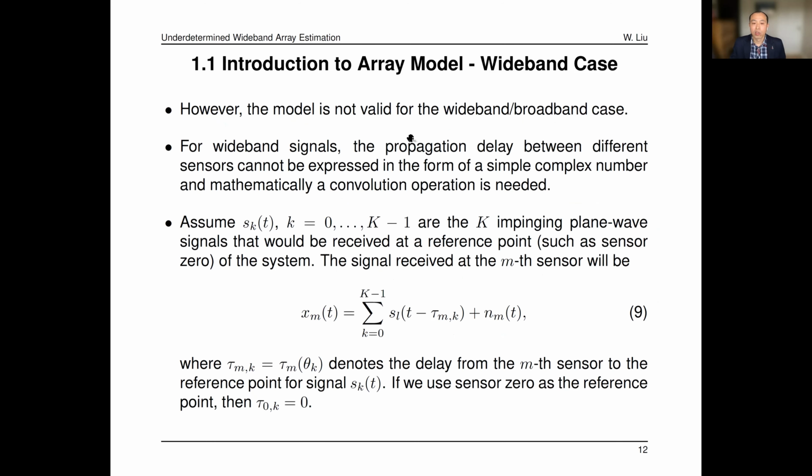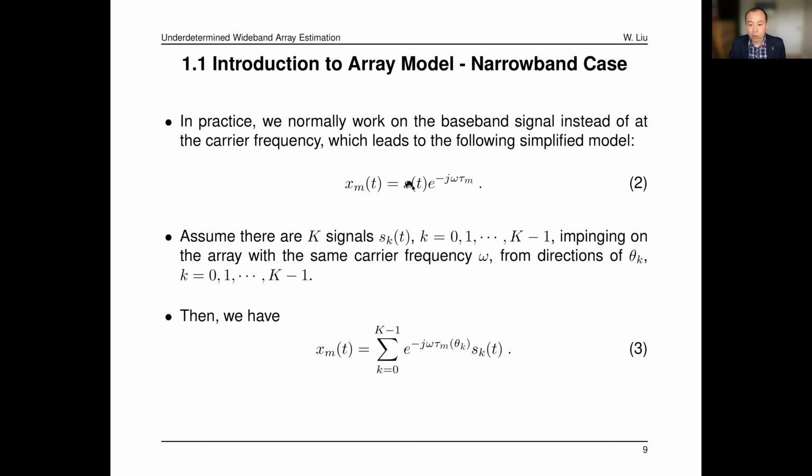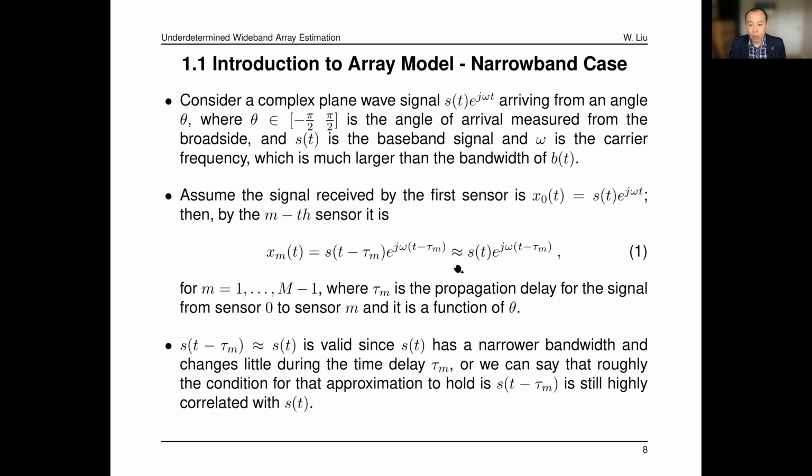And this model is only valid for narrowband signals, and is not valid for wideband or broadband signals. Sometimes we call it broadband. For wideband signals, the propagation delay between different sensors cannot be expressed in the form of a simple complex number, and mathematically a convolution operation is needed. So here is not a simple approximation.